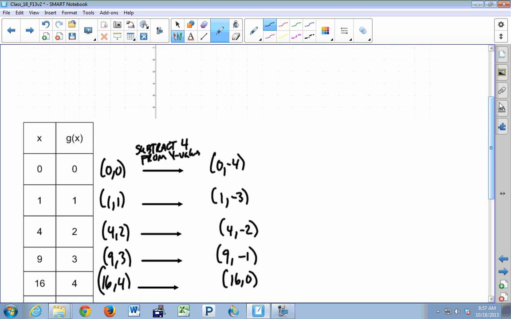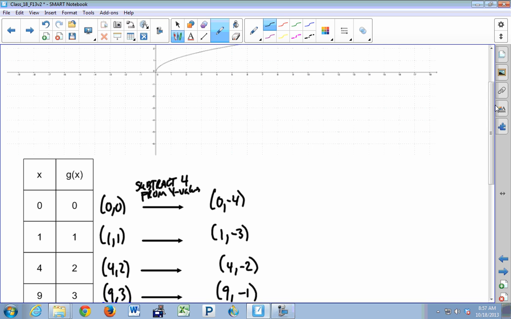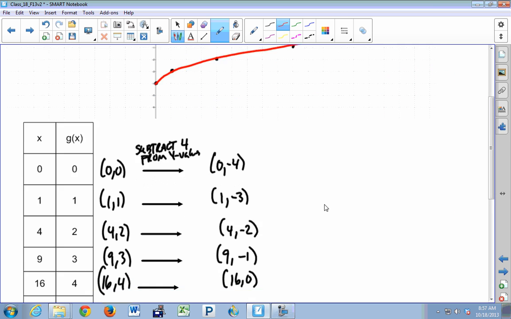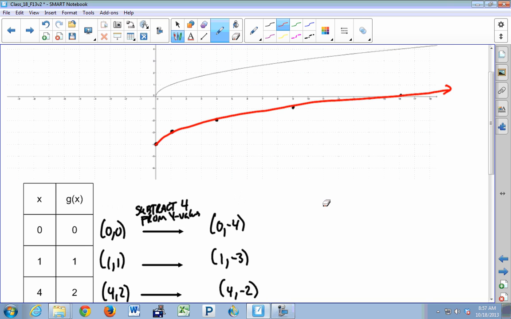And then you can go and plot them on your graph. So you've got 0, -4, you've got 1, -3, 4, -2, 9, -1, and then you've got 16, 0. And that's plenty of points for you to draw your new graph, your new transformation. Okay, there you go. All right. So anyway, any which way that gets you there. And the other thing would be to just find some key points on your graph, like we started out with earlier. 0, 0, and go down 4.